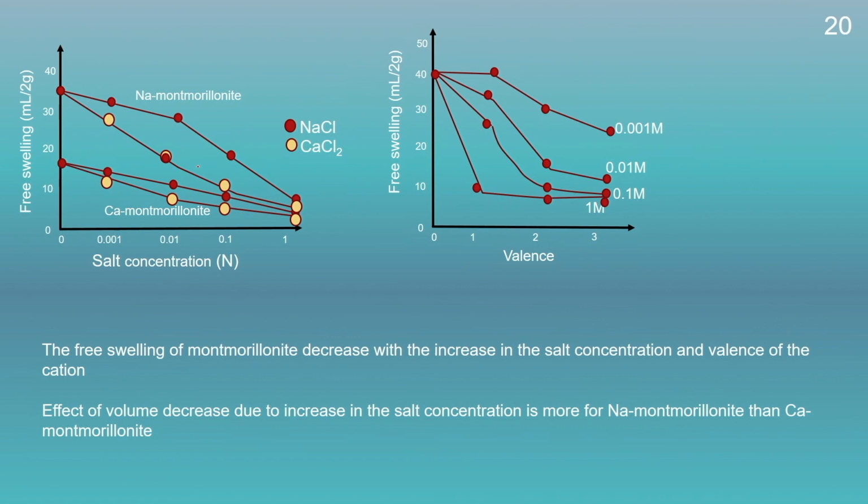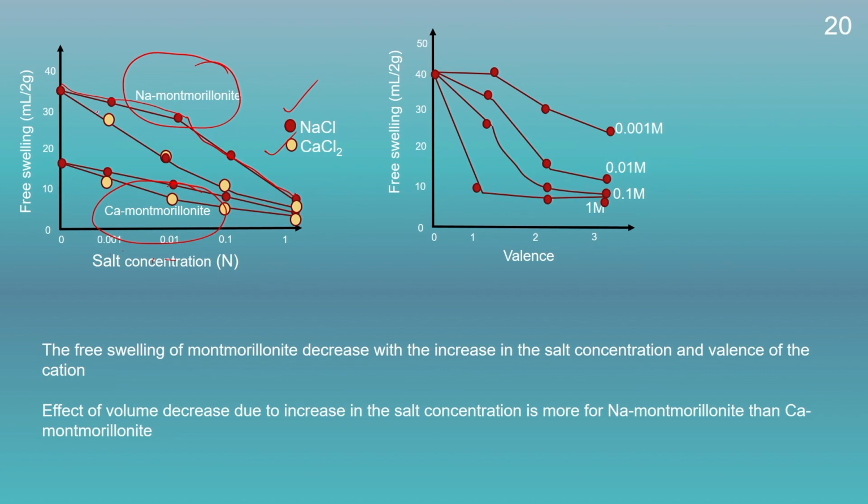Here, the effect of exchangeable cations present in the montmorillonite has been taken at various concentrations to see the effect of the type of exchangeable cations on the free swelling behavior at different concentrations. So, two montmorillonites, sodium montmorillonite and calcium montmorillonite, have been taken, and the free swelling was determined at different concentrations of the salt solution. Two different salts, sodium chloride and calcium chloride, were taken for this study. Here we can see for the sodium montmorillonite, with increase in the concentration, the swelling volume is decreasing.